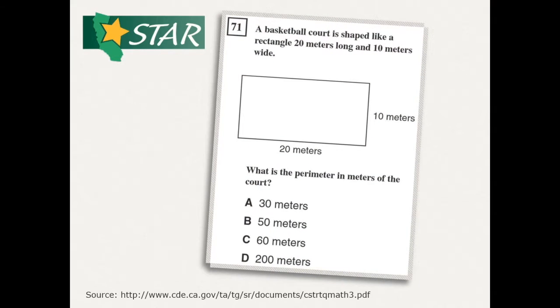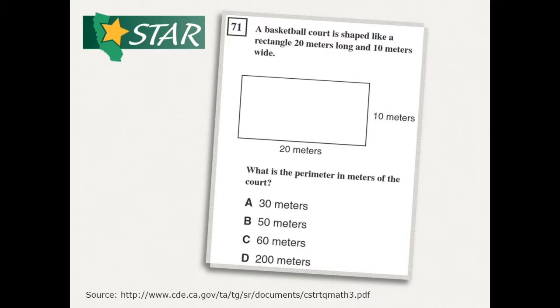This is a release test question from our outgoing standardized assessment. It says a basketball court is shaped like a rectangle 20 meters long and 10 meters wide. What is the perimeter in meters of the court? And I think the scary reality that we all realize is both of these kids will get this problem right. And when they answer these questions correctly, they measure proficient or advanced on the state test.